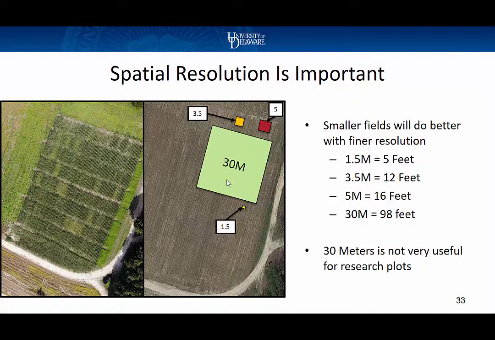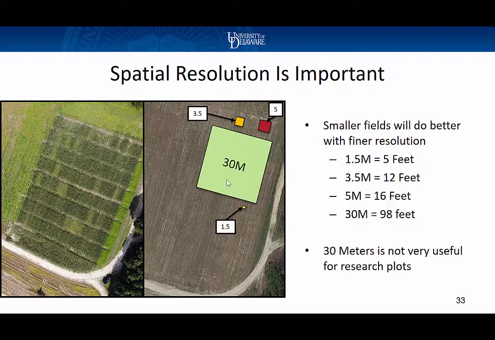So Landsat is not going to provide me the data to do research plots. They're too small. Here's one of our research plots. You can see all our tiny little plots in here. If you had 30-meter resolution, that's about 98 feet, that would take up a whole chunk of my plots. You have a couple 100-acre field, might be perfectly fine. Maybe across that field you can see some variation, but I'm not going to see it.